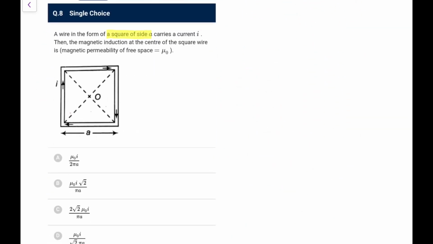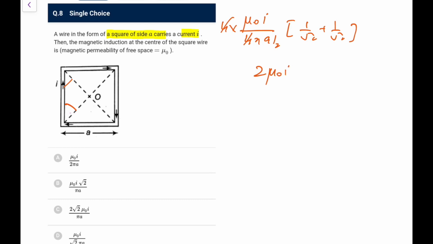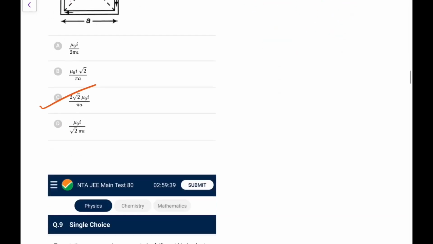Next, a wire in the form of a square of side A carries a current I. Then the magnetic induction at the center of the square wire is, okay, so it's a standard one. Just calculate due to 1 and multiply it by 4. Due to 1 would be mu naught I upon 4 pi, gap is A by 2, cos 45 plus cos 45, that is 1 by root 2 plus 1 by root 2, and multiply it by 4. So this 4 goes, this is 2 mu naught I upon pi A, and it comes out as root 2. So we are left with 2 root 2 mu naught I by pi A. Go for option C in this particular case.